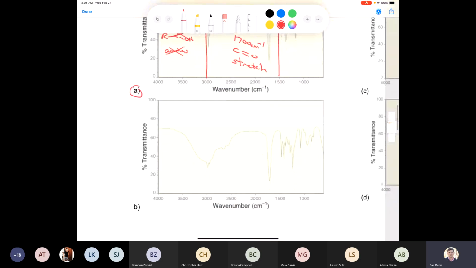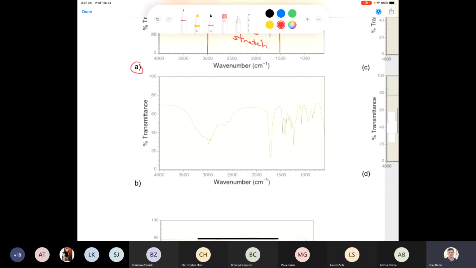Well, let's move down to the next one. Let's move down to B. I'm just going to throw this out there to my students, and I'll ask you without me even doing anything to this one: do you have any ideas about what kind of functional group would be represented in B?